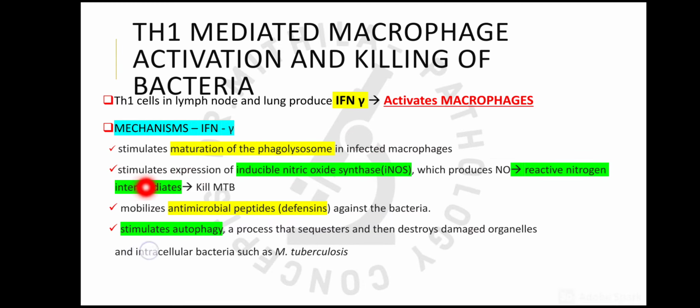Then secondly, it will stimulate the expression of inducible nitric oxide synthetase, which will produce nitric oxide, and which will lead to the formation of reactive nitrogen intermediates. When it reacts with the reactive oxygen species, it will form the reactive nitrogen intermediates, and they are highly reactive, and they will react with the different parts of the bacteria and kill it. So it will cause the killing of the Mycobacterium tuberculosis.